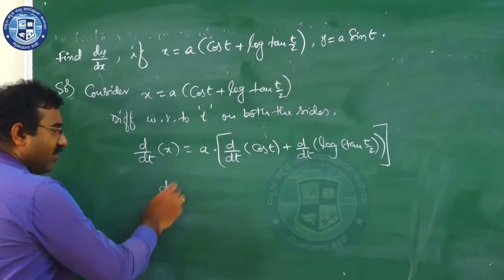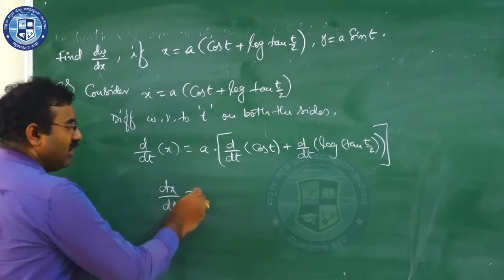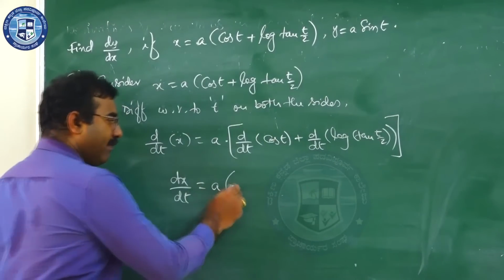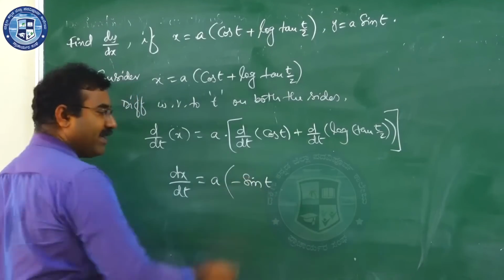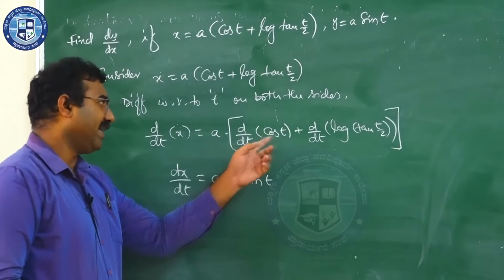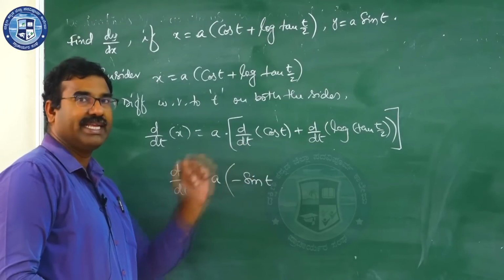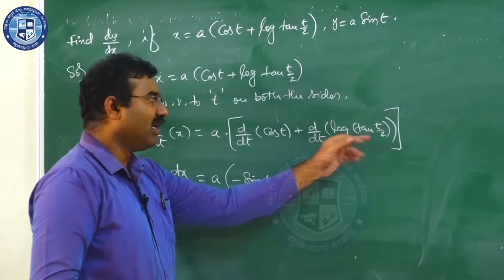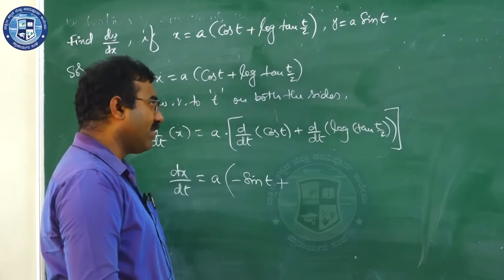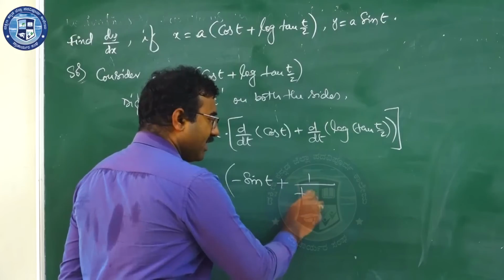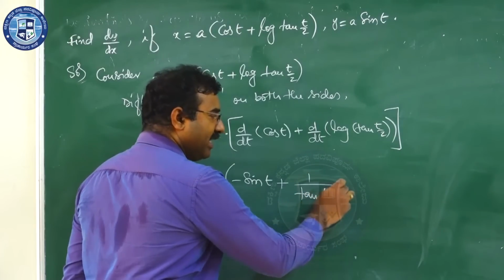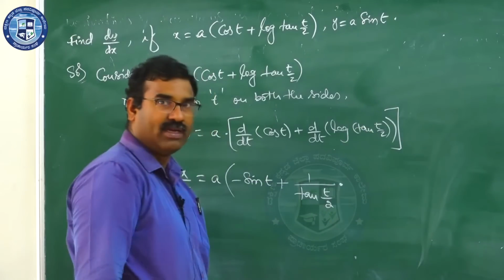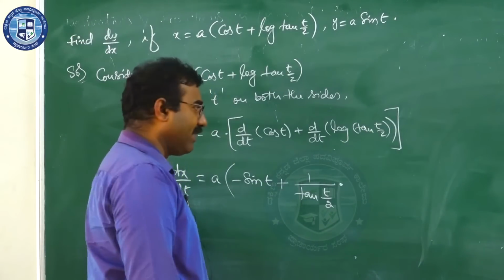So, dx by dt is equal to a into d by dt of cos t. d by dt of cos t is minus sin t, because we are differentiating with respect to the same variable. Plus the differentiation of log x, which is 1 by x. So, 1 by tan t by 2 into d by dt of tan t by 2.